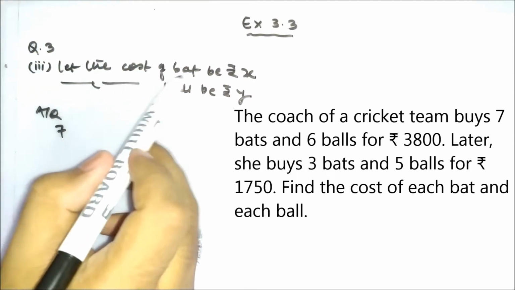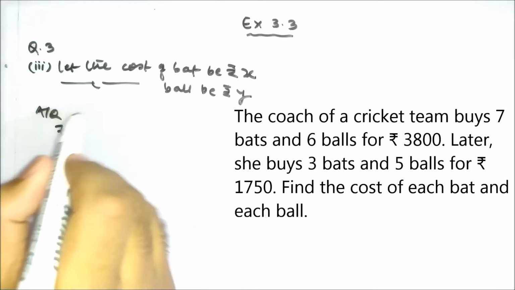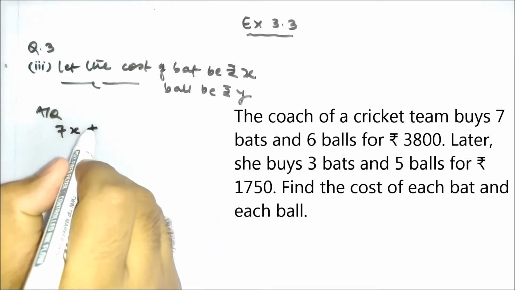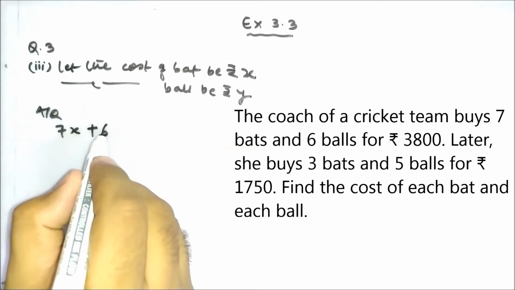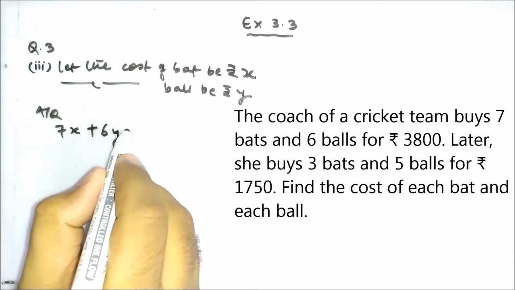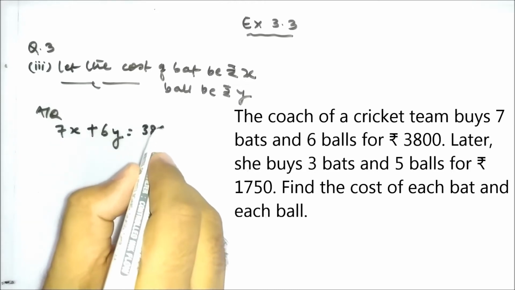Okay, so according to the first situation in the question, they are buying 7 bats. So the cost of 1 bat is x rupees, so the cost of 7 bats will be 7x. And they are also buying 6 balls. The cost of 1 ball is y rupees, so the cost of 6 balls will be 6y. And the total cost they are paying is 3800.